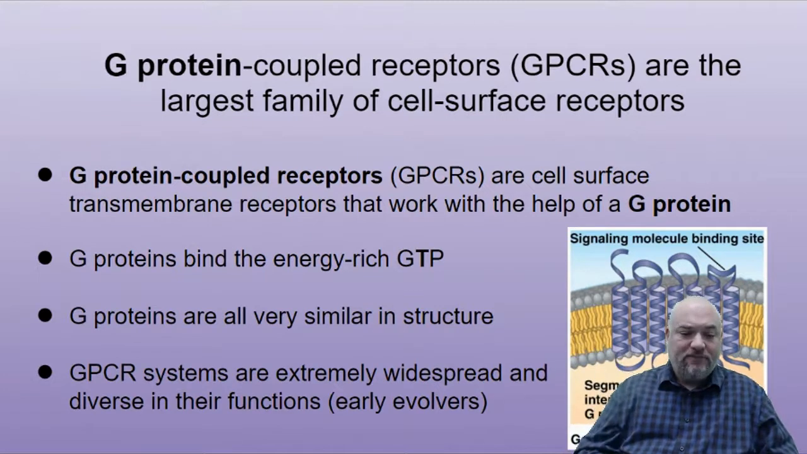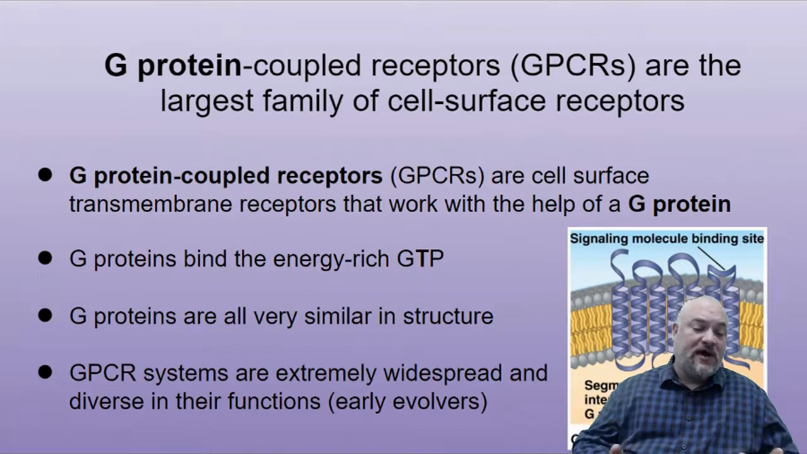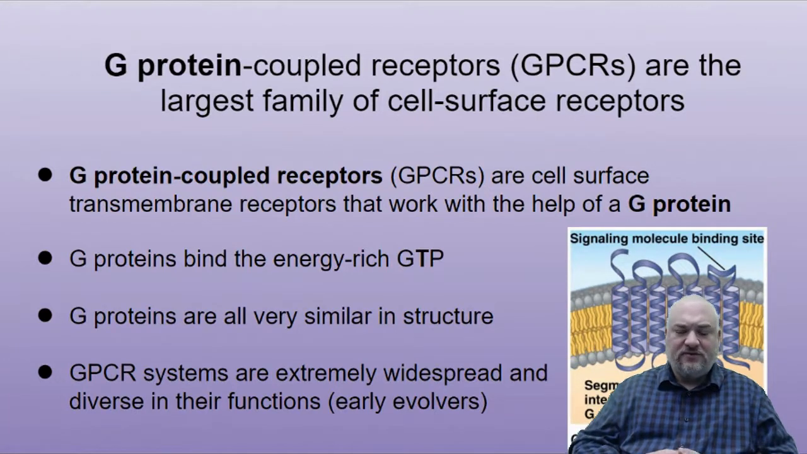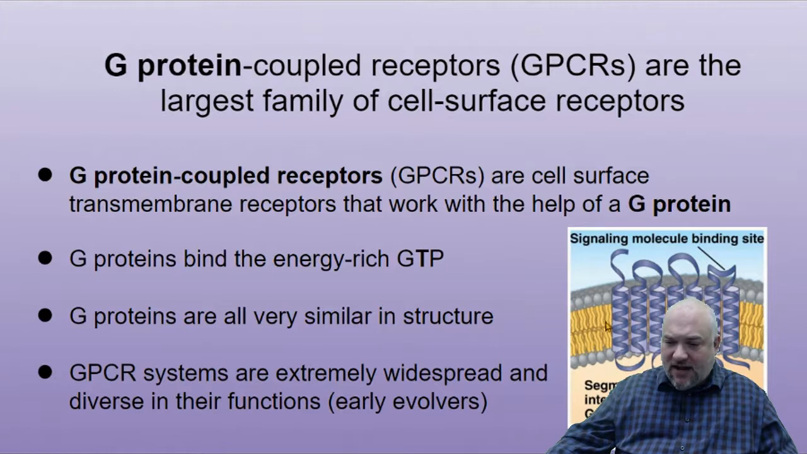phosphorus on it. And the G proteins are all very similar in structure. And these systems are extremely widespread and diverse in their functions. We think they're pretty early evolvers. We can find them in lots of different things. We just tweak a few little things to make them work for this system or make them work for that system.